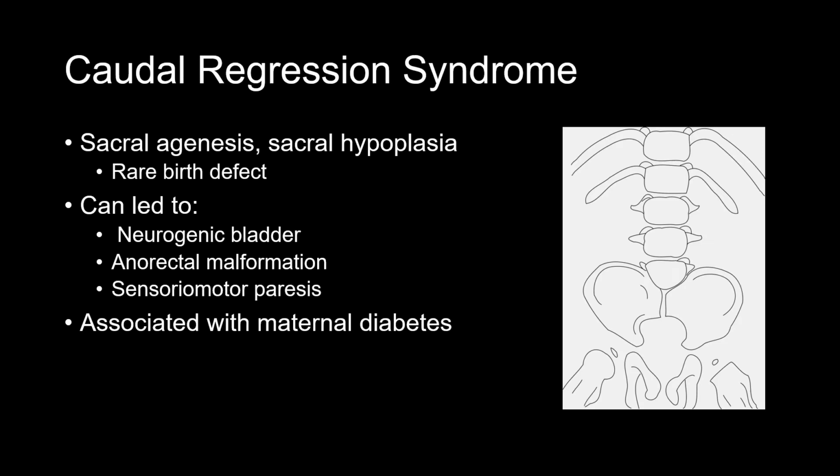Caudal regression syndrome is a pretty severe syndrome of agenesis of the sacrum. So here you can see how the ilia just come together and meet, and there's no actual sacrum between the ilia of the pelvis. There's a number of things that can happen because of this, as well as other types of deformity that are tied to this syndrome.